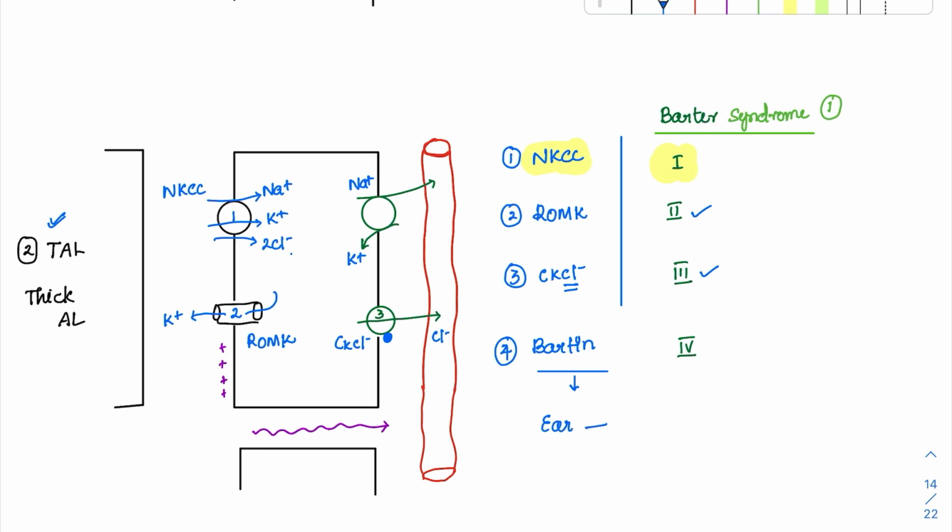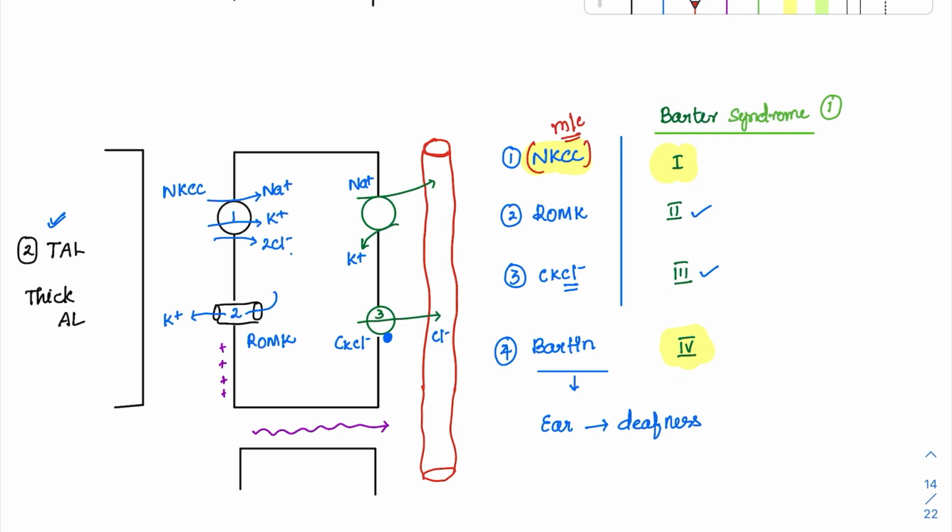If it is affected, what will happen? The person will have deafness. If the person has deafness along with a renal disorder and a protein is asked, it is Barttin, and the type is Bartter type 4. There are 4 variants of Bartter syndrome. Obviously the NKCC type is the most common type.